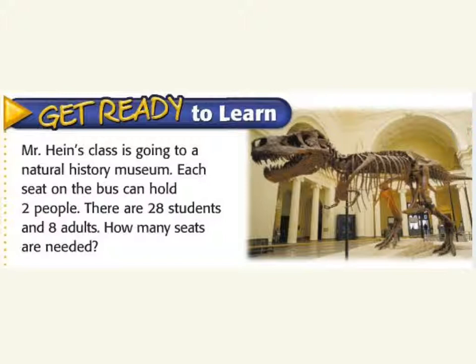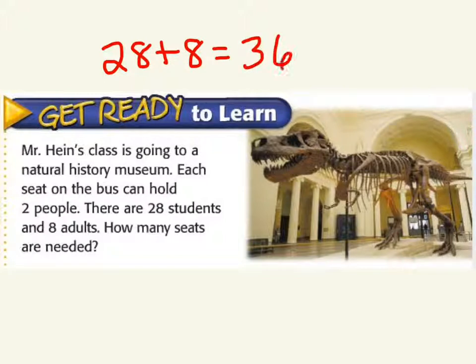So if we have 28 students and 8 adults, then we can add those together to figure out the total number of people we have. So 28 plus 8 is 36 total people. Now we have 36 people and 2 people can fit on each seat. So I'm going to take the number 36 and divide it by 2 so I can figure out how many seats I'm going to need, which is the answer to our question.